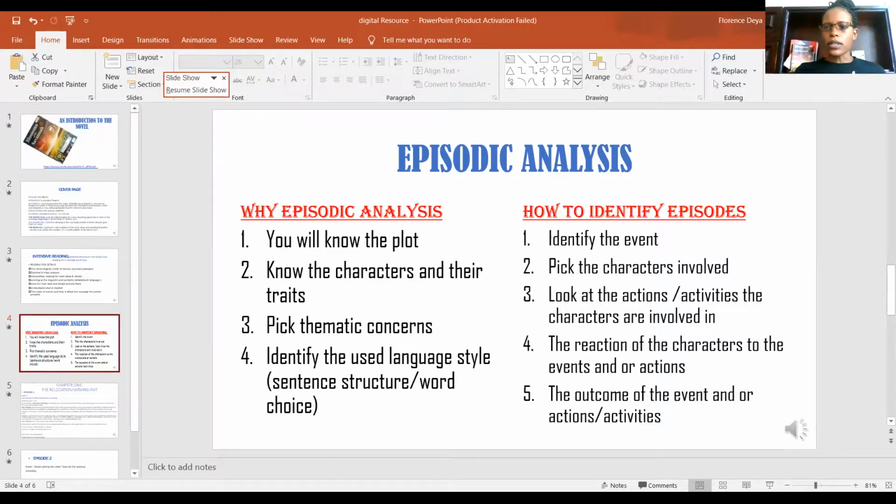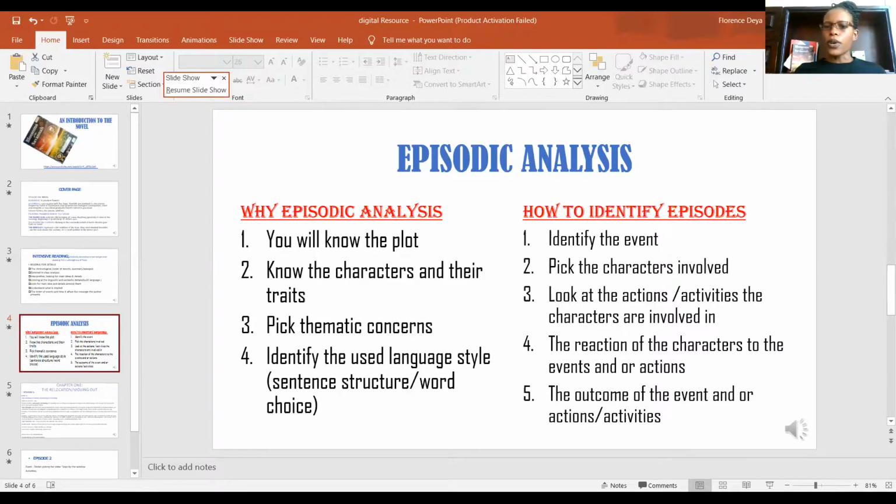We'll be able also, as I mentioned earlier in intensive reading, to know the language that has been used. And this is important because this is an integrated approach of learning. We are not going just to look at the literary analysis, but we'll be able to pick the sentence structures, the word choices of the author, the vocabularies that have been used there.